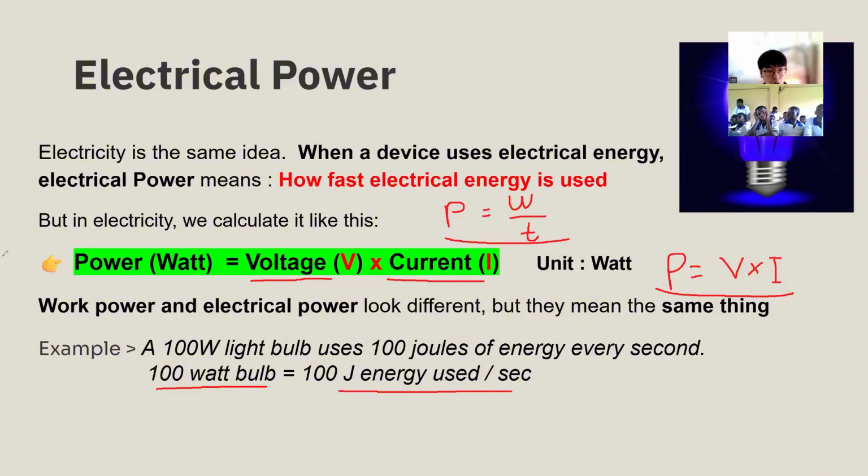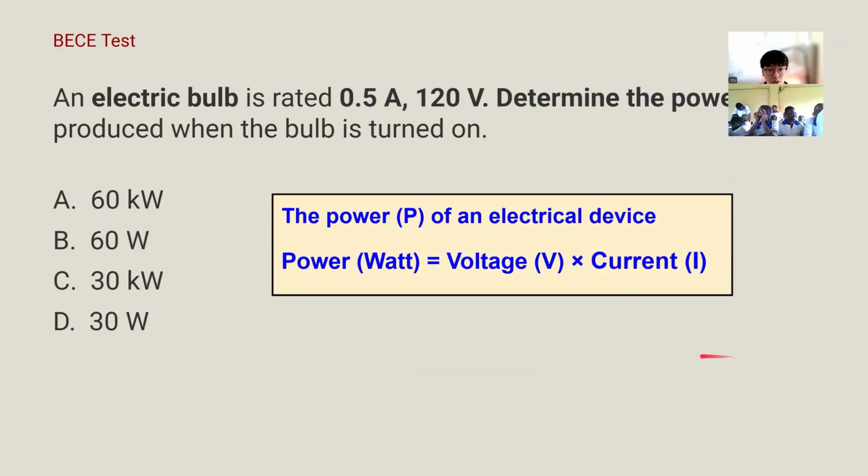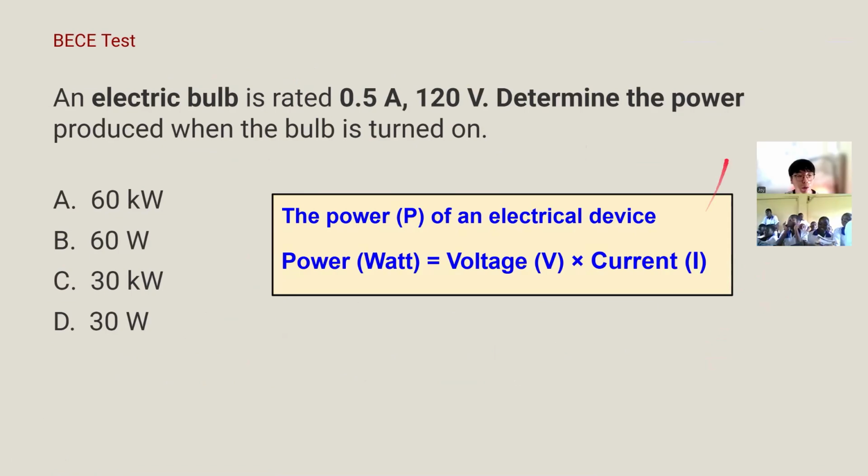Okay, let's see how electrical power applies here. This is a simple problem. An electric bulb is rated 0.5 ampere, and ampere here is the unit of current. It is also rated 120 volts. Determine the power produced by the bulb when it is turned on.